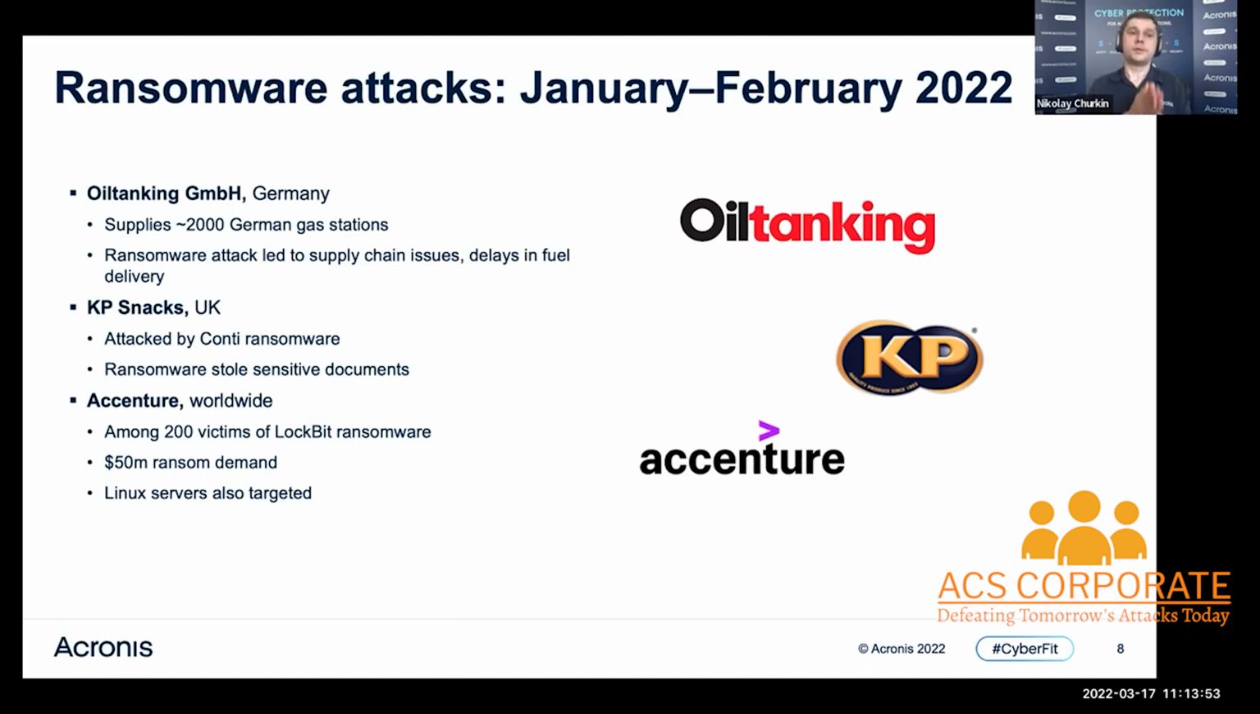Another example is this snacks provider in the UK, KP Snacks, which was attacked by Conti ransomware, a pretty widespread piece of ransomware. In that particular attack, not only did it encrypt the data, right, the main purpose of ransomware, but it actually stole sensitive documents, and I think even made some of them available as part of blackmail.